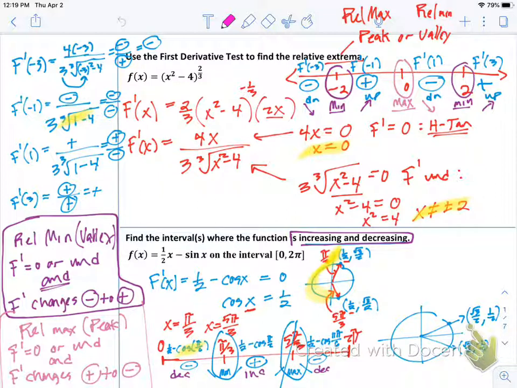And it wants the intervals, but since I've made such a nice little picture over here, you can just basically write, all right, it's decreasing from 0 to pi over 3, our first critical value. And then the other one was 5 pi over 3 to 2 pi, that region in between. Those were the two decreasing, negative slope regions, and then increasing happened when we were going between those two critical values, between pi over 3 and 5 pi over 3. It was a positive slope.